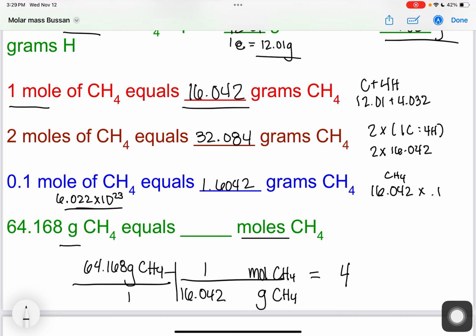Because what I did, I multiplied these two things together. I multiplied these two things together. And when I get my answer, I should see that in my calculator, I do 64.168 divided by my 16.042 to get 4. 4 moles of CH4.